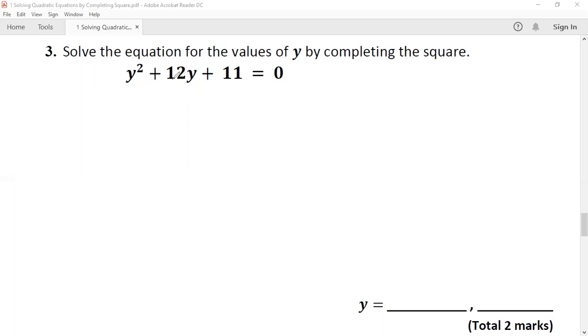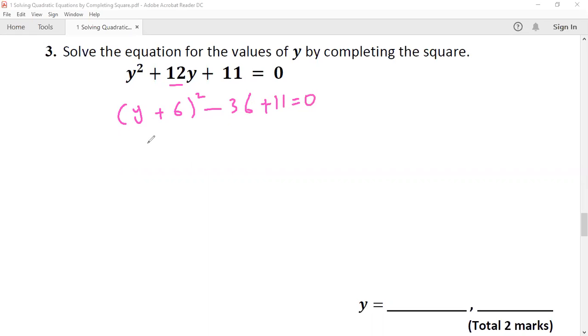y squared plus 12y plus 11 equals 0. So in this one, instead of x, the variable y has been chosen. So we can write (y plus half of the coefficient of the middle term, which is going to be 6) squared. And then I'm going to take away the square of this half coefficient, which is going to be 36, plus 11. That will give me 0.